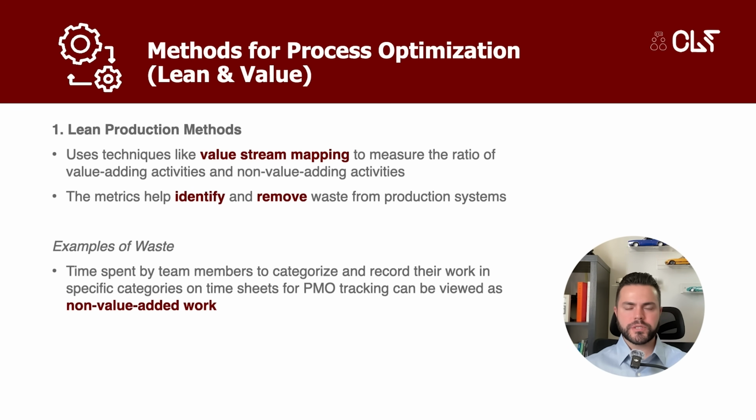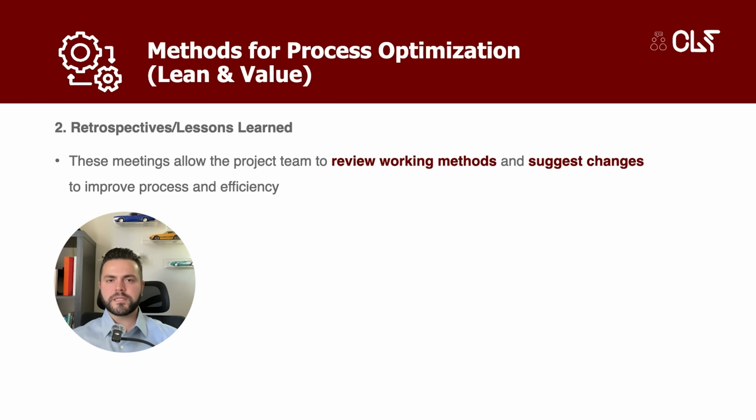One significant approach involves lean production methods. Lean methods use techniques like value stream mapping. This is used to measure the ratio of activities that actually add value versus those that are non-value adding. These metrics help us identify and remove waste from the production systems. A simple example of waste or non-value added work might be the time team members spend categorizing and recording their work in specific categories on timesheets only for the purpose of PMO tracking. Another method for optimization is the use of retrospectives or lessons learned meetings.